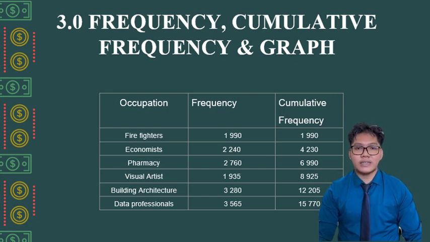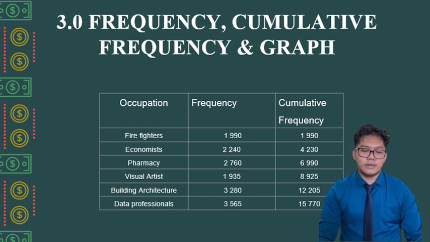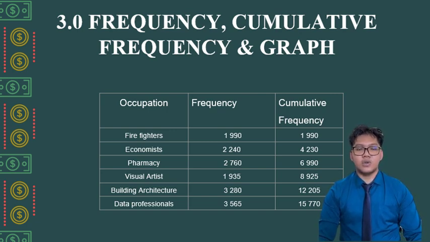For frequency and cumulative frequency, we collected some of the occupations from this study. We chose 6 occupations that we can study and analyze, which are firefighter, economist, pharmacy, visual artist, building architecture, data professional. For frequency, for firefighter is 1,990.